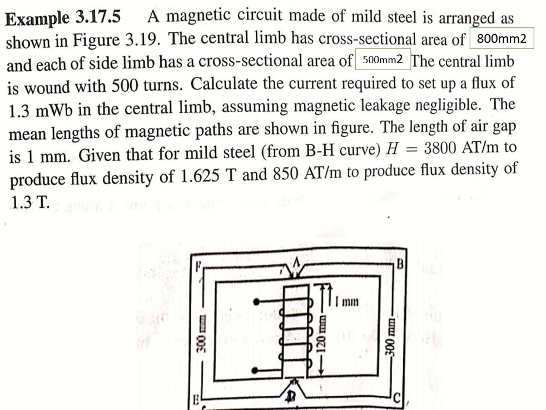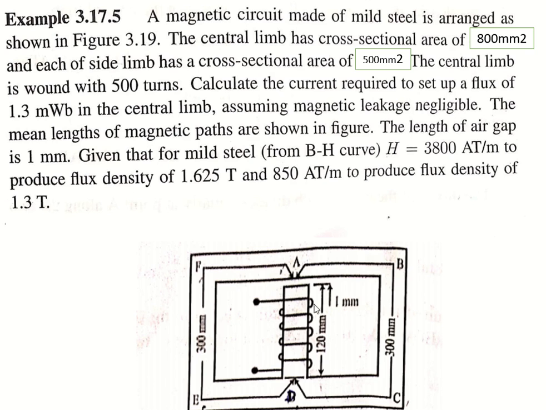A magnetic circuit made of mild steel is arranged as shown in figure. The central limb has cross-sectional area of 800 mm square and each of the side limb has cross-sectional area of 500 mm square. So this is the central limb and there will be two parallel limbs for parallel circuit. One is left limb, other is right limb. And the area of these two limbs is given. Central has 800 and side limb has 500 mm square. Central limb is bound with 500 number of turns. Calculate the current required to set up a flux of 1.3 milliweber in the central limb, assuming magnetic leakage negligible.